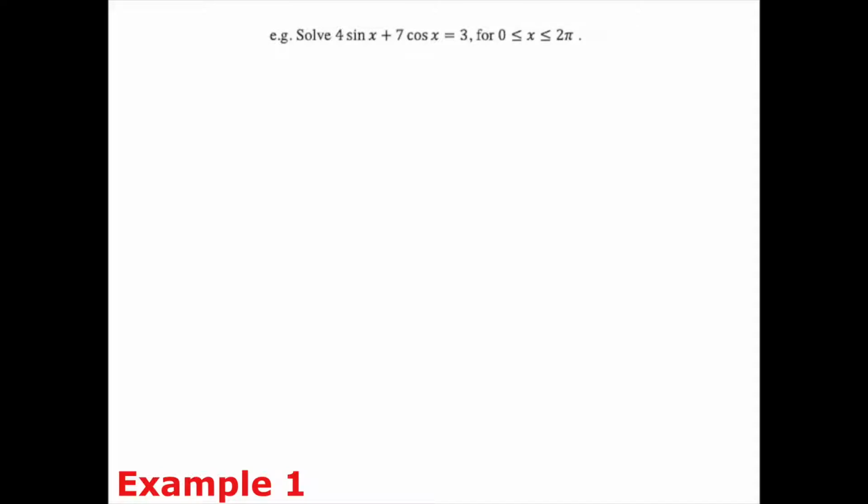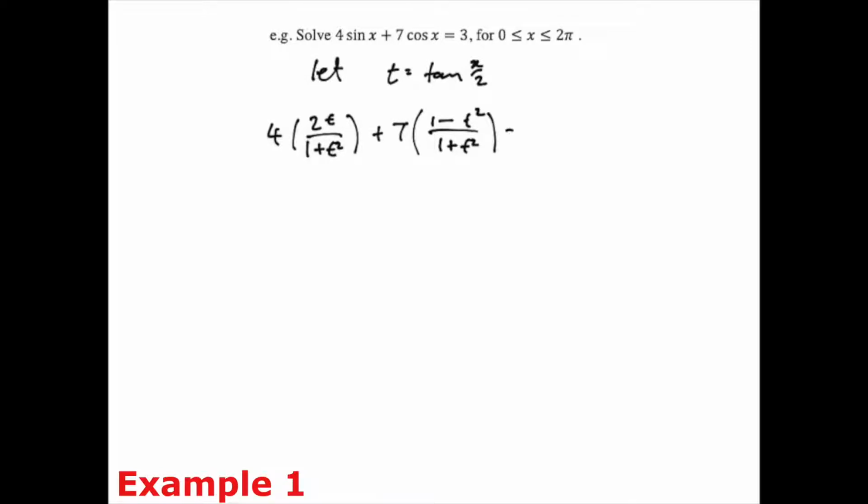So whenever we are doing one like this, the first thing is we should always write this: let t equal tan x over 2. And if we do that, we want to show our substitution. So sine is 2t over 1 plus t squared, plus 7 times cosine, which is 1 minus t squared over 1 plus t squared, equals 3.